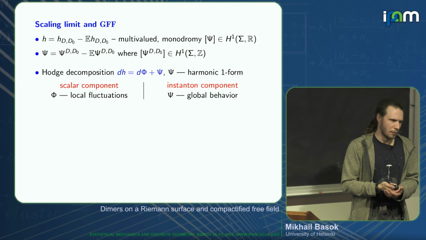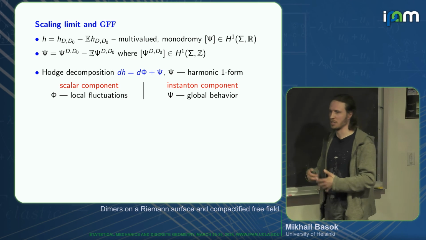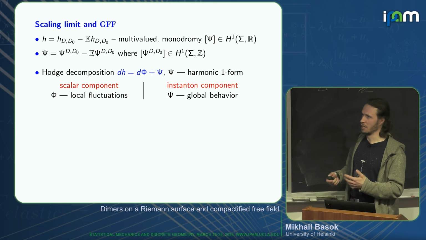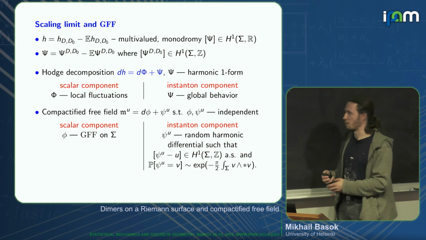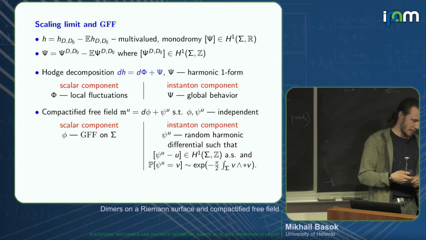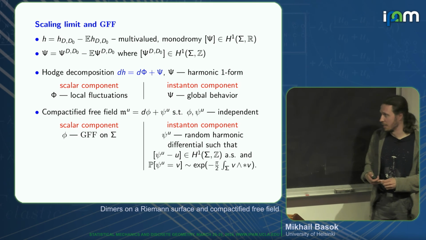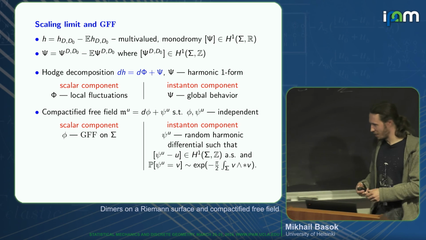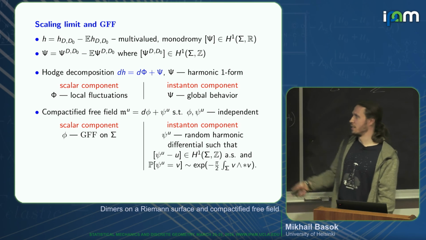So in the case of a simply connected surface, this tells us that in the limit, this should be the Gaussian free field. So what should be happening in the multiply connected case? In the case of multiply connected sigma, the appropriate object is what physicists call compactified free fields. So mathematically, one can think of it as follows.